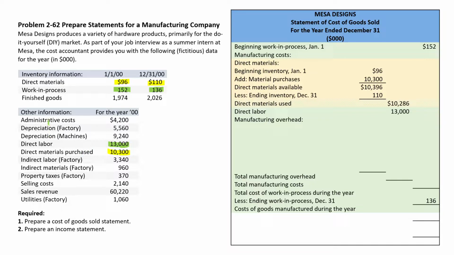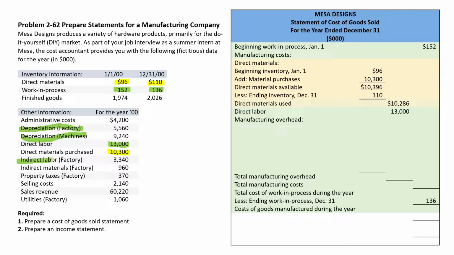That does not include administrative. It does include depreciation related to the factory. So I'm assuming that's depreciation. We own the building. That's the depreciation on the building. Depreciation on machines used in the manufacturing process. Remember, we've already captured direct labor. That's not indirect. We've already captured material purchases.